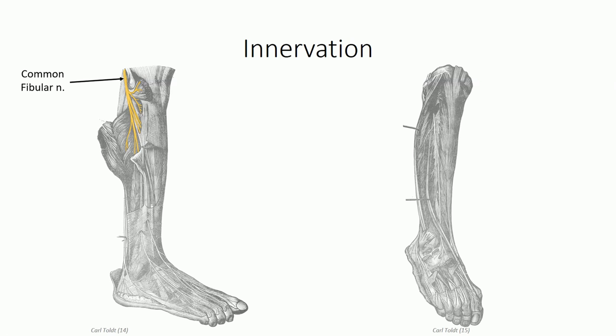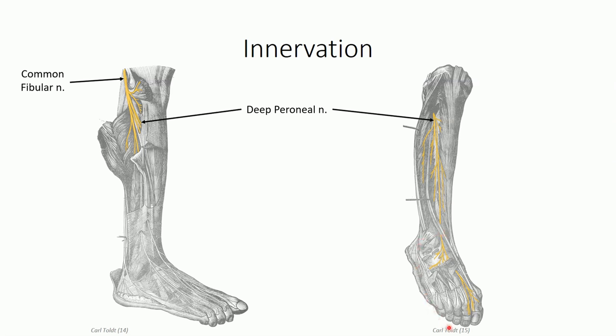As it wraps around the fibula, it pierces the muscles of the lateral compartment. Here, it starts to branch. A series of these branches continue into the anterior compartment, where they are collectively known as the deep fibular nerve. This then serves as the motor innervation to the muscles of the anterior compartment.